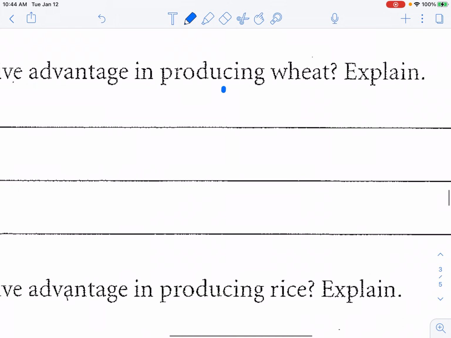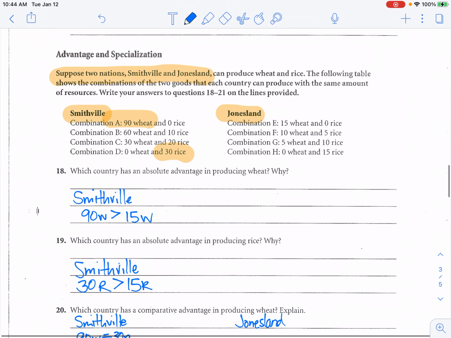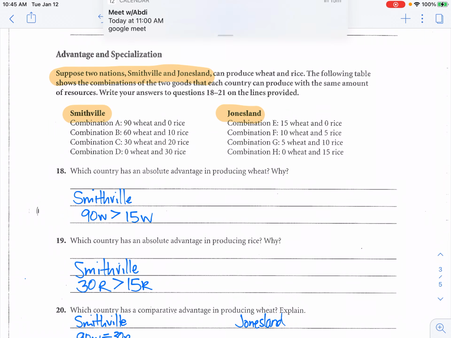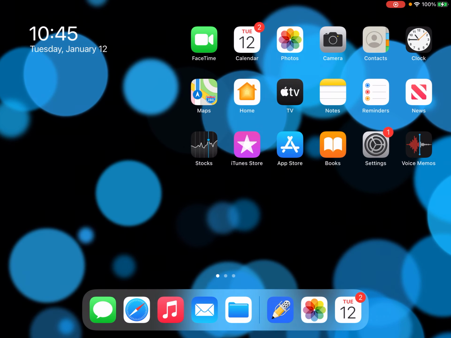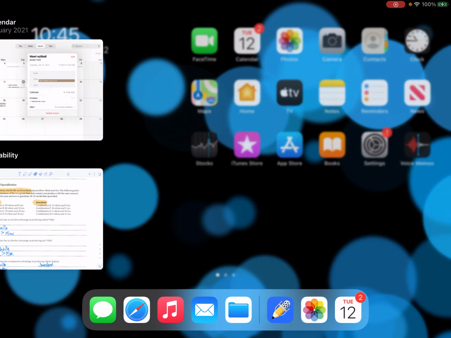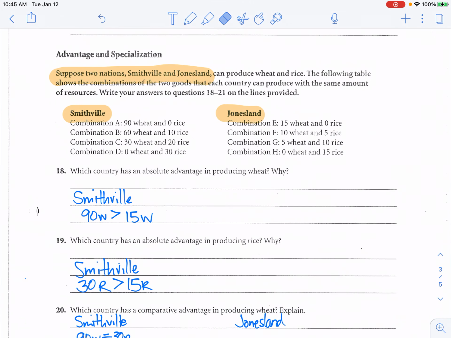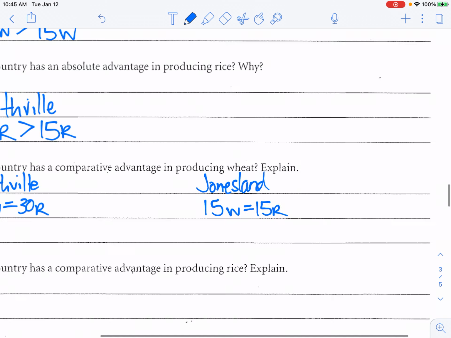And Jonesland, when we look at their combinations here, if they are choosing only wheat, they can make 15. If they're choosing only rice, they can make 15. So 15 units of wheat is the equivalent of producing 15 units of rice, depending on how they want to use the resources.